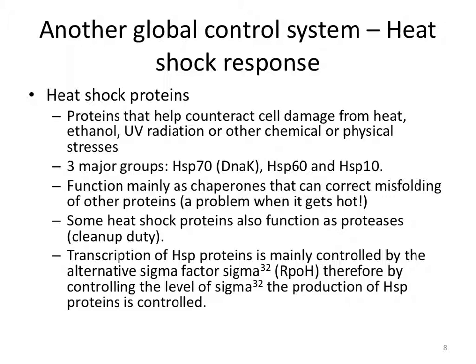Transcription of heat shock proteins is mainly controlled by the alternative sigma factor, sigma 32, also called RPOH. This alternative sigma factor interacts with the promoters of genes that encode heat shock proteins, thereby controlling their expression and limiting it to circumstances under which the environment has signaled that it is necessary to transcribe those particular genes. Kind of a 911 response.